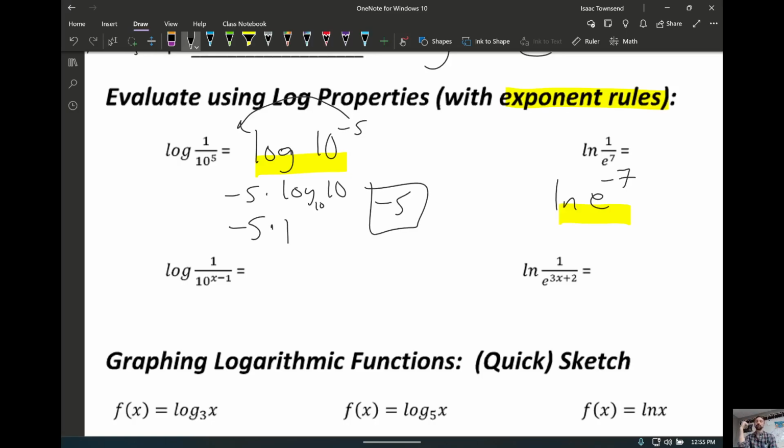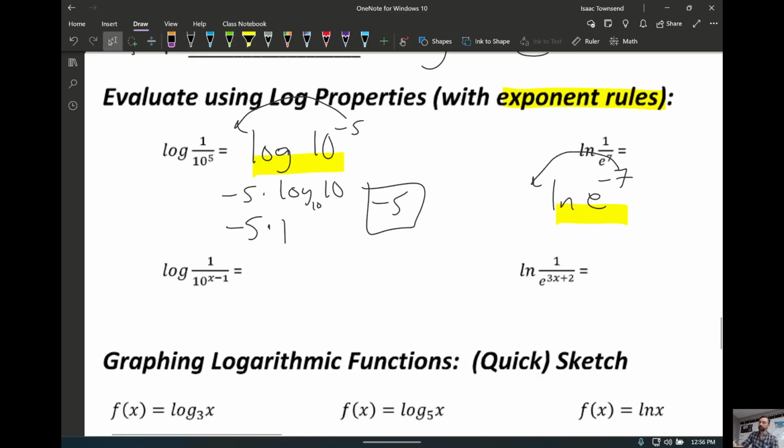But if you don't think to rewrite that fraction the way I did, then there's not much else you can do. This one, now this is an exponent on something I'm taking the log of, so I can freely bring that down out front.